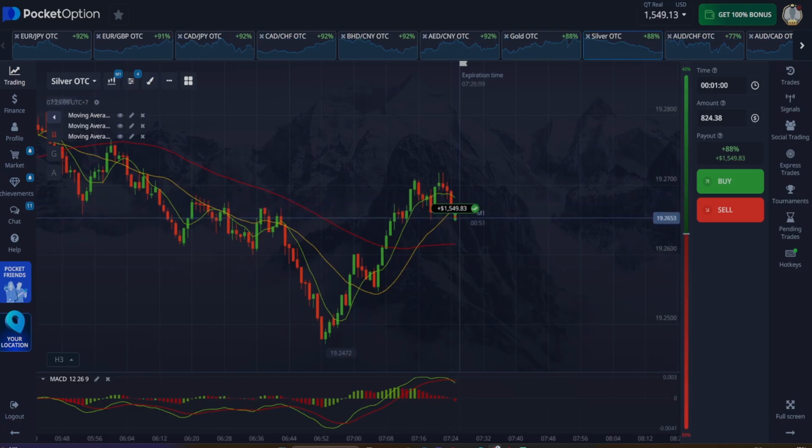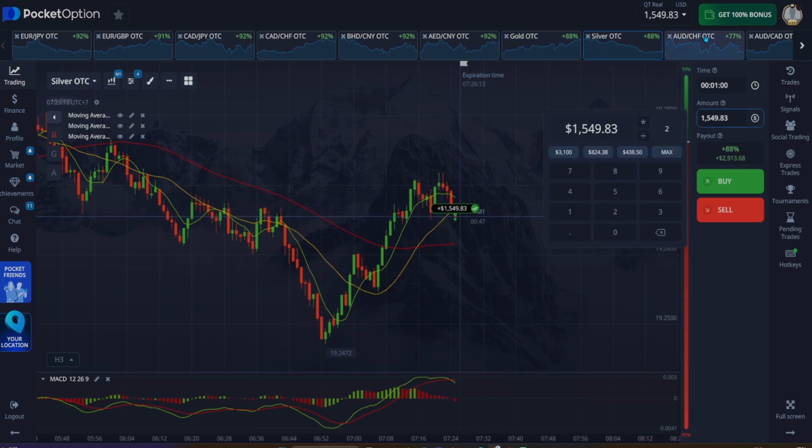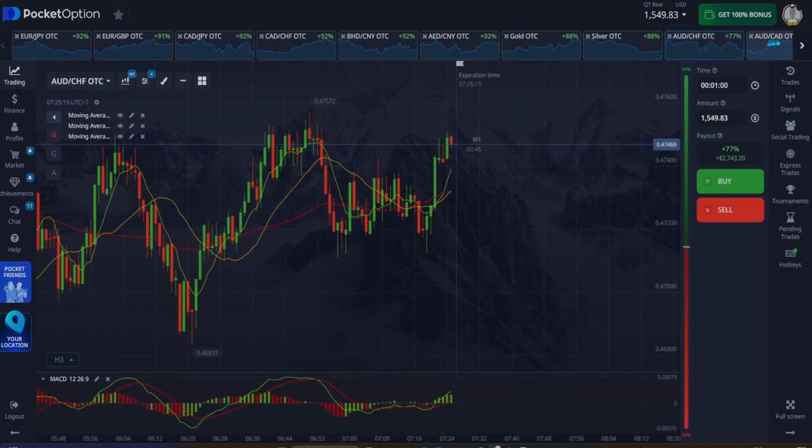Yes, exactly. The market moved down as expected and we made a profit. Now we can open the market again and look for the next opportunity with the same structured approach.